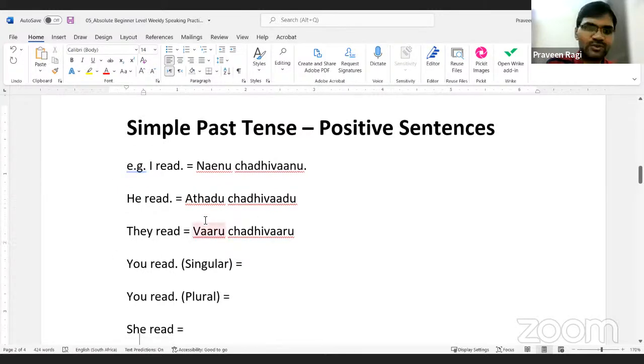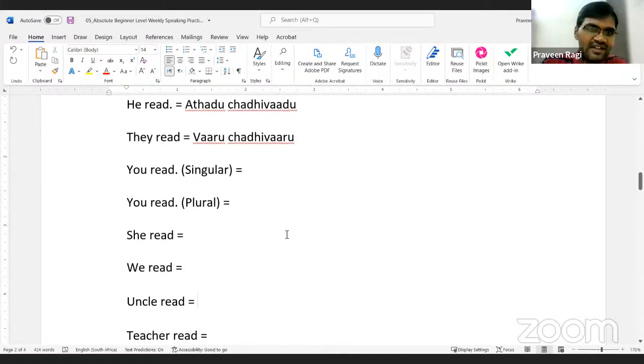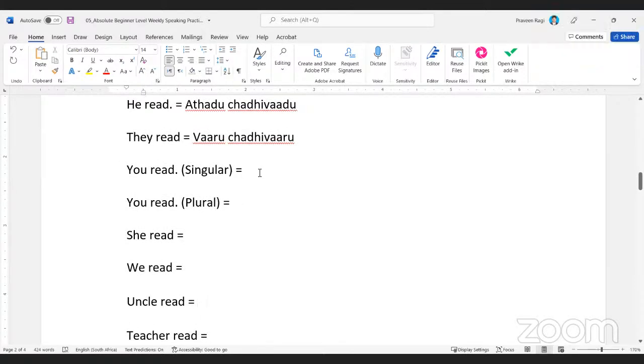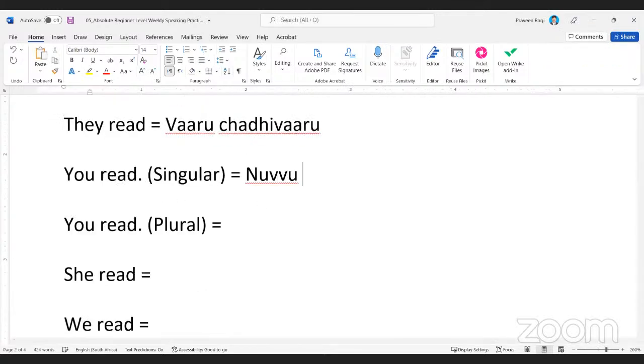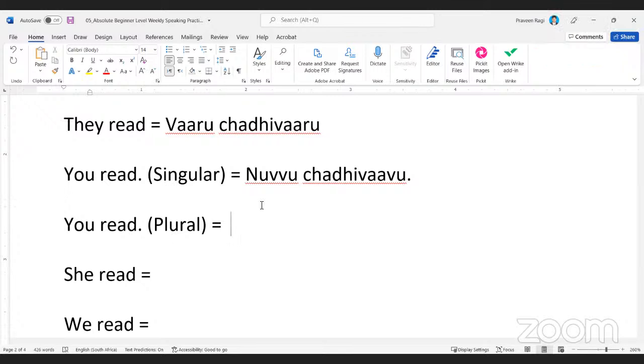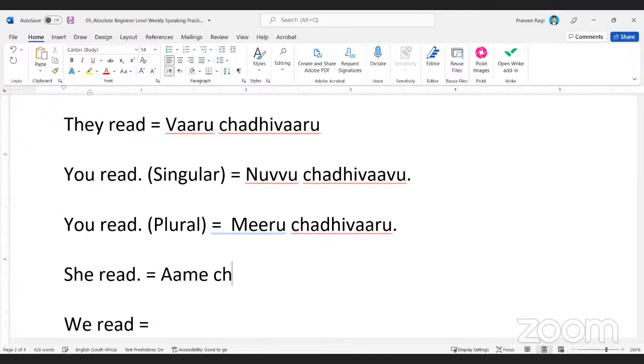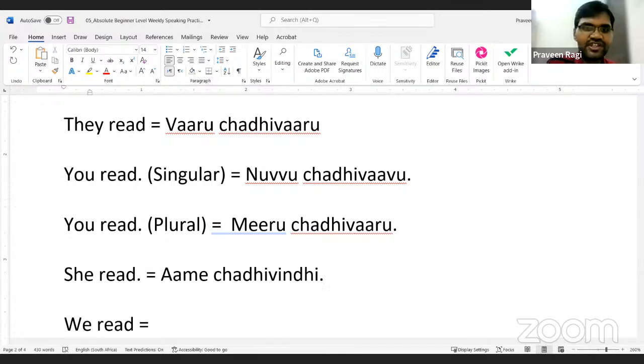Let's ask Praveen garu to try to translate these things. Praveen garu, can you please translate these sentences? You read, singular. Nuvu chadivavu. That's perfect, Andy. The next one is you read, plural. Miru chadivaru. That's fine, Andy. Next, she read. Ame chadivindi. Absolutely correct, Andy. Ame chadivindi.